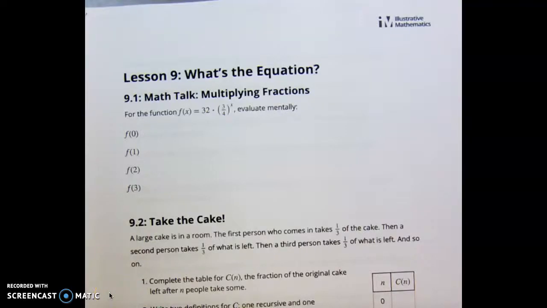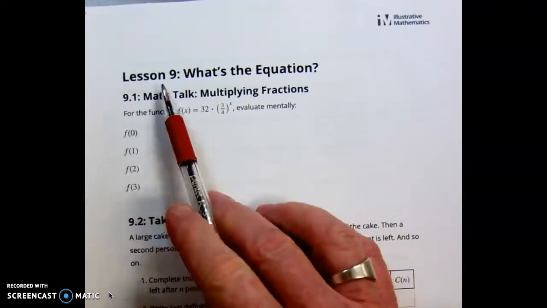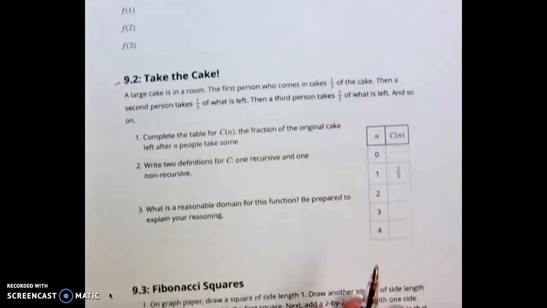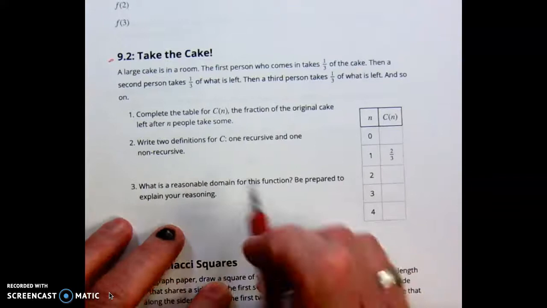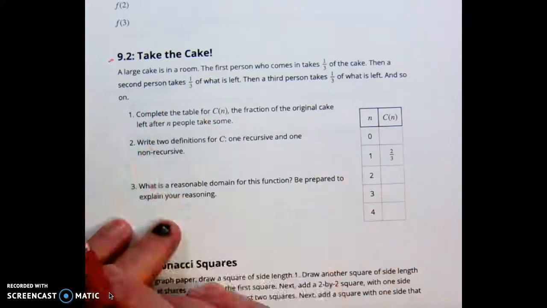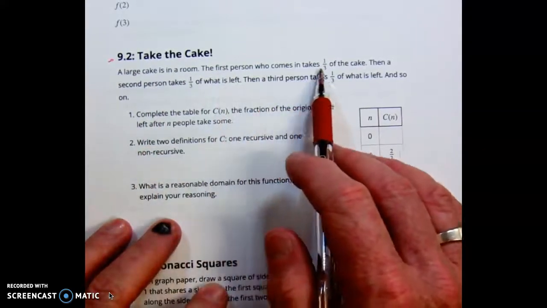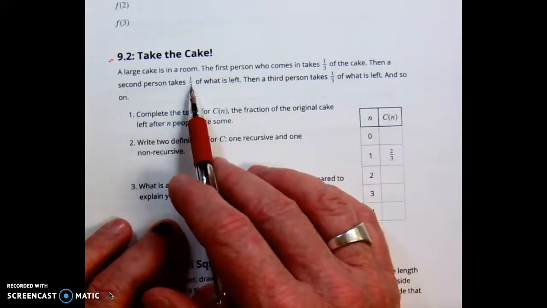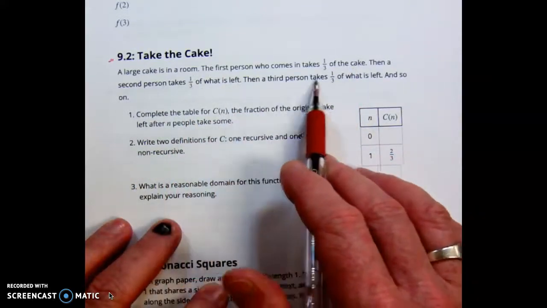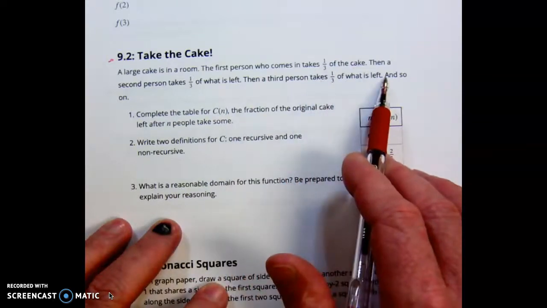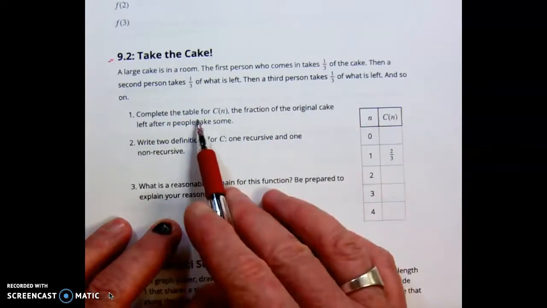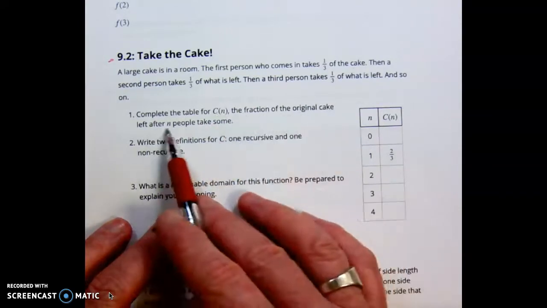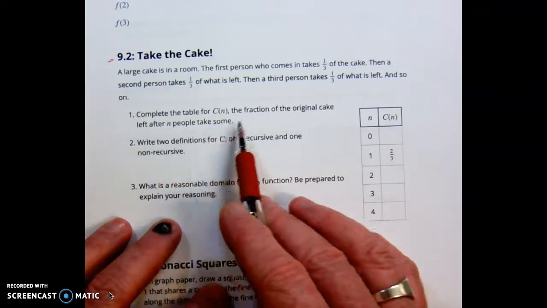All right, today we're going to work on Unit 1, Lesson 9, and we're going to start with Activity 9.2. It says a large cake is in a room. The first person who comes in takes a third of the cake, and the second person takes a third of what is left. The third person then takes a third of what is left, and so on. Complete the table C of n, the fraction of the original cake left after n people take some.